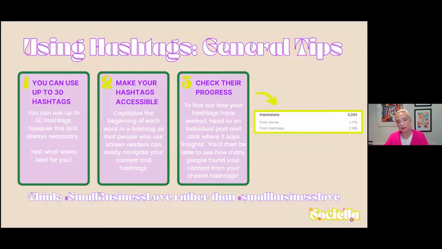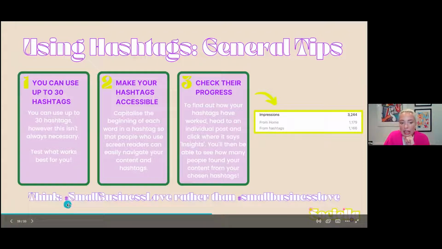You'd want to put some hashtag like politics article or something along those lines. So yeah, the key is making sure that they're really, really specific. Number 2 is make sure that your hashtags are accessible.